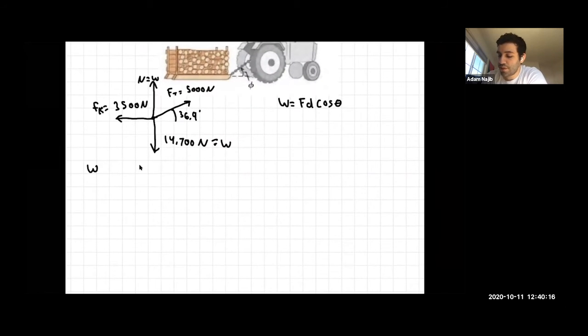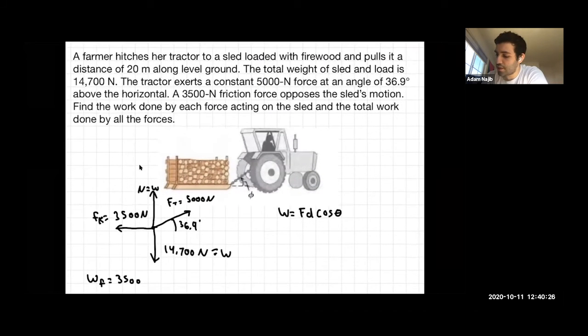So the work done by friction is equal to 3,500 times the distance traveled, which in this case is 20 meters. Normal wouldn't equal weight. Is there a reason why it wouldn't equal the weight?